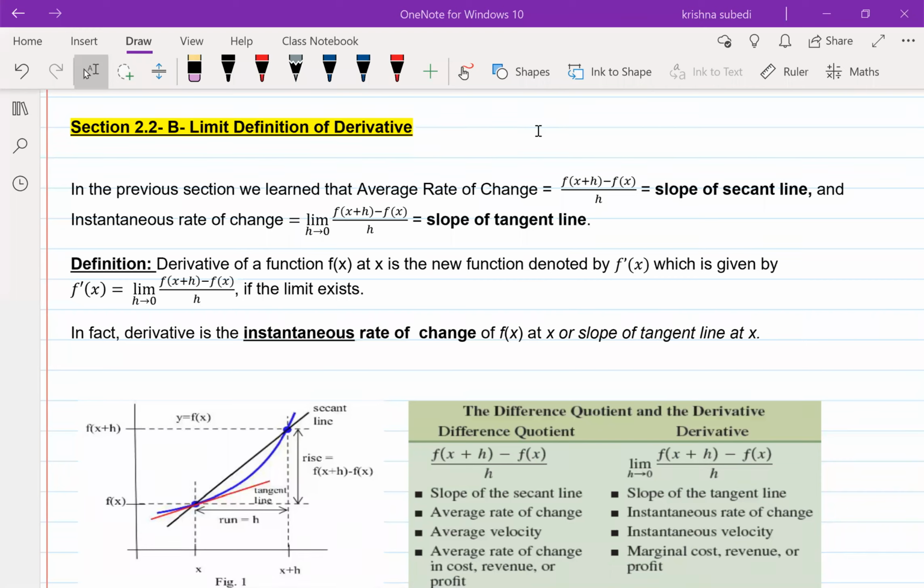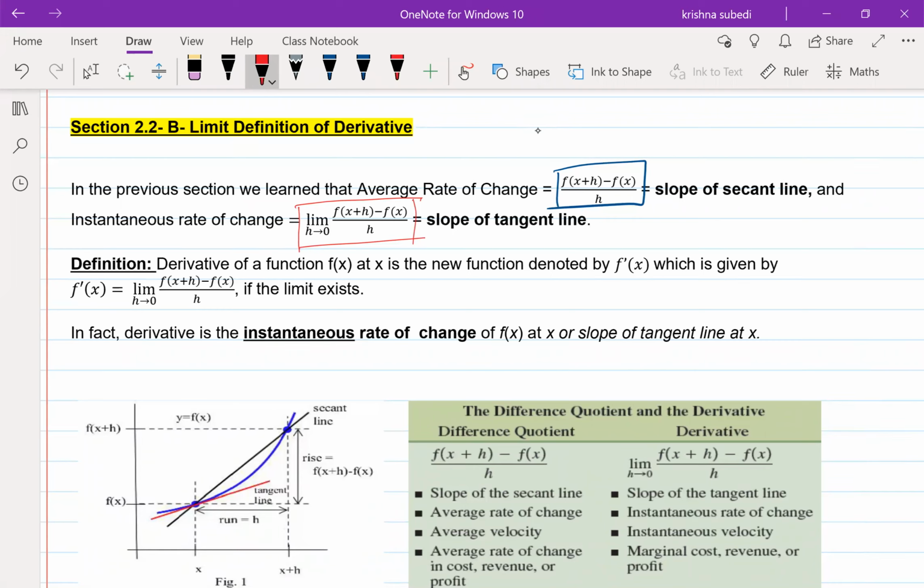Okay, so the topic for this lesson is the limit definition of the derivative. In the previous section, we learned that the average rate of change is given by this function, which is interpreted as the slope of a secant line, and the instantaneous rate of change is given by this expression, which is actually the slope of the tangent line.